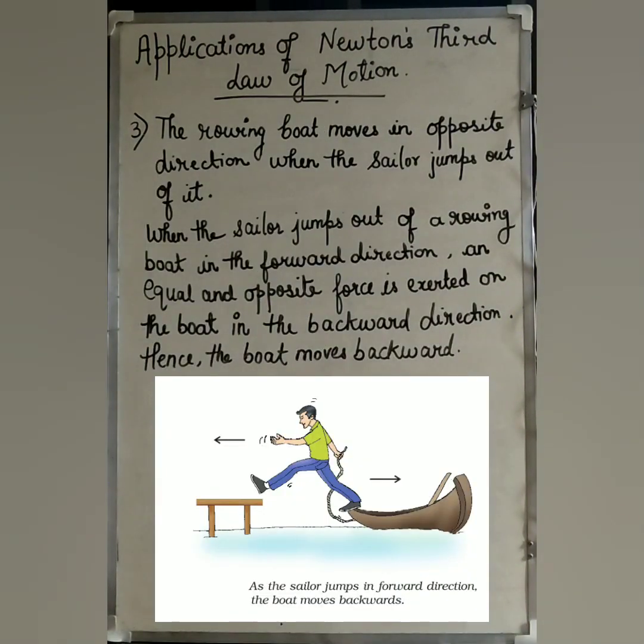Now let's come to the third application, that is, the rowing boat moves in the opposite direction when the sailor jumps out of it. See what happens: let's suppose a sailor is rowing a boat and he wants to come onto the seashore. So he will push his body in the forward direction. What is happening in this? An equal and opposite force is exerted on the boat in the backward direction by Newton's third law of motion. You can see in the picture. Hence, whenever you jump out of the rowing boat, the boat will move in the backward direction.